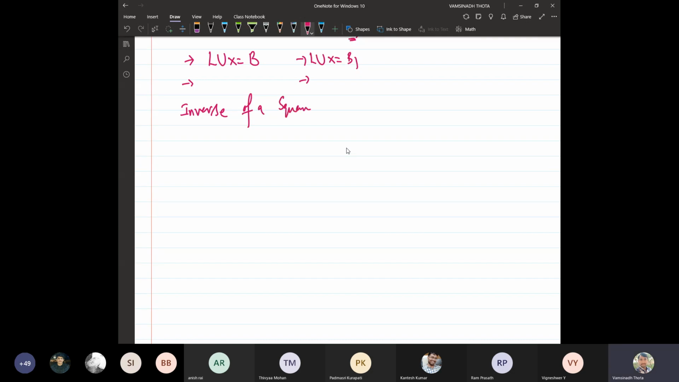Inverse of a square matrix, also we can do it. Yes, we have already discussed what this inverse is, we will see it now.